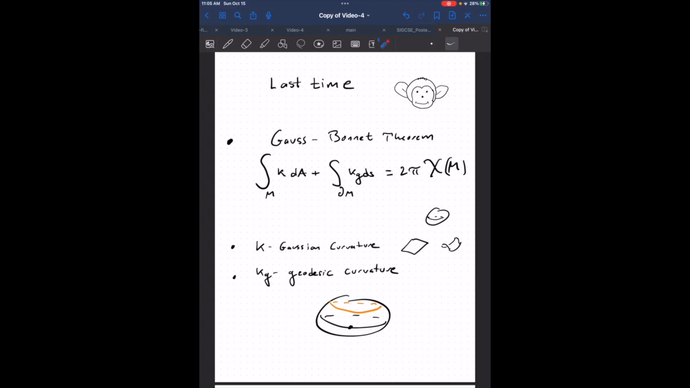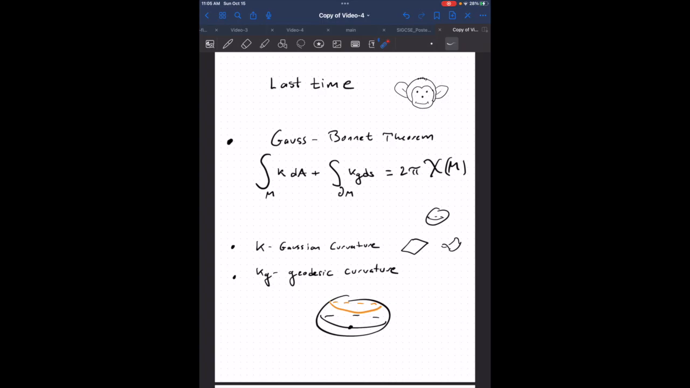And geodesic curvature, you can think of geodesic as shortest path between 2 points. And a nice example to keep in mind was this sphere, where a great circle will have geodesic curvature 0, and if we shift it up to this latitude line, we'd have some non-zero geodesic curvature.